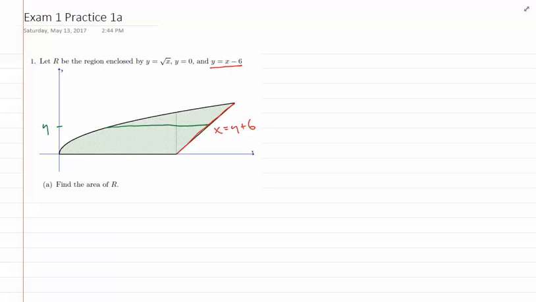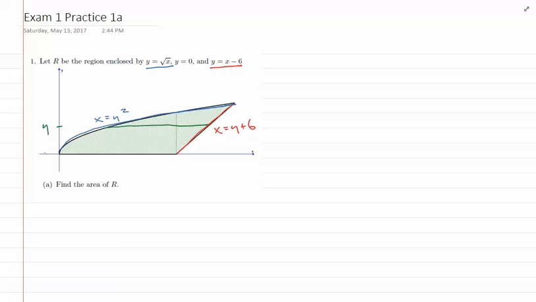And then the function on the left is going to be this curve right here, which is y equals square root of x, but you could also label that as x equals y squared. So notice, no matter where your horizontal strip is drawn, for any given y in the region, it's going to be bounded on the right by the red line and bounded on the left by the blue curve. So I am going to do this with respect to y.